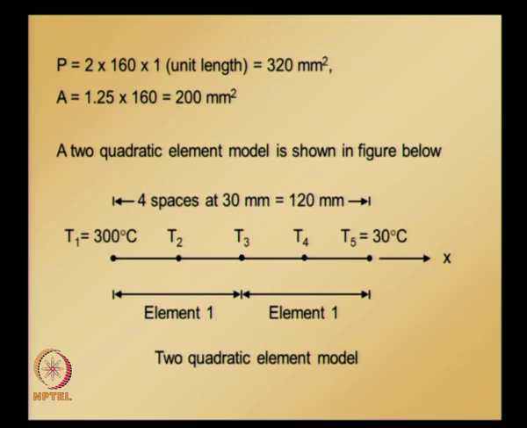And for element 1 the nodes are 1, 2 and 3, for element 2 nodes are 3, 4, 5, again there is a typo, it should be element 2, it is printed as element 1. The ambient temperature is given as 30 degrees centigrade. So T1 is equal to 330 degrees centigrade, T5 is equal to 30 degrees centigrade. Subjected to these 2 boundary conditions, we need to solve this problem of steady state temperature distribution over this rectangular fin.